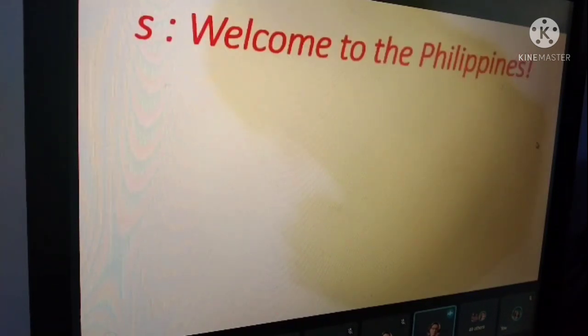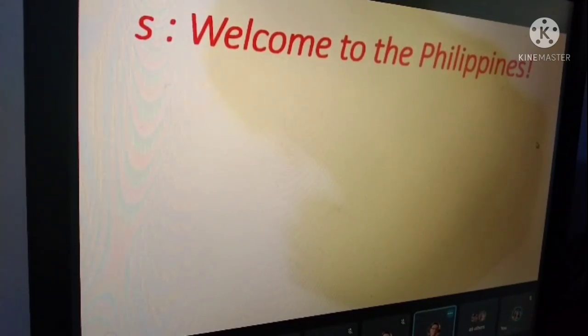Okay. Next question, please raise your hand or tap the hand icon to answer. Proposition or not? So in this case, proposition S, welcome to the Philippines, is not a proposition because it ends with exclamatory point.